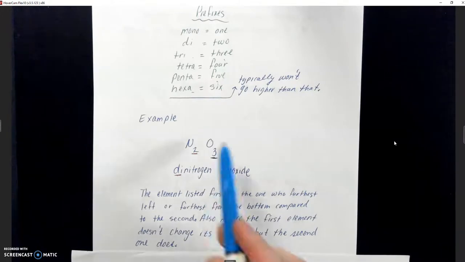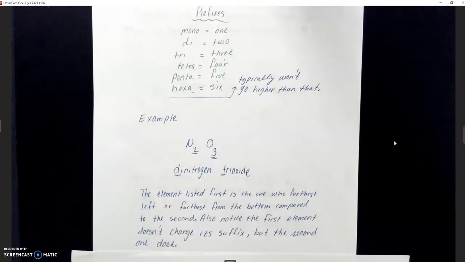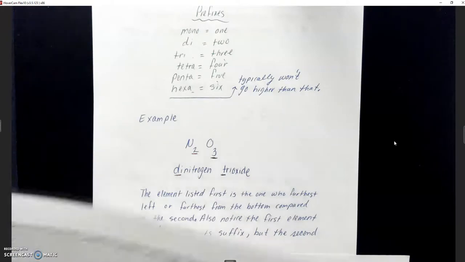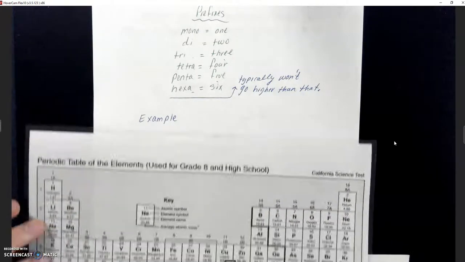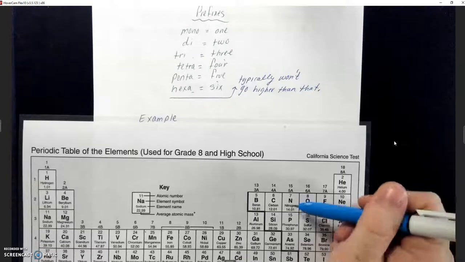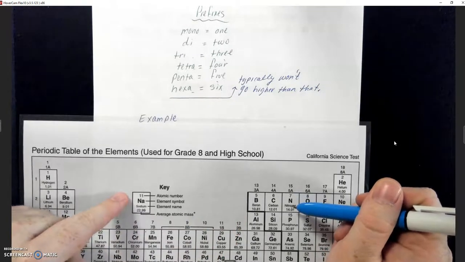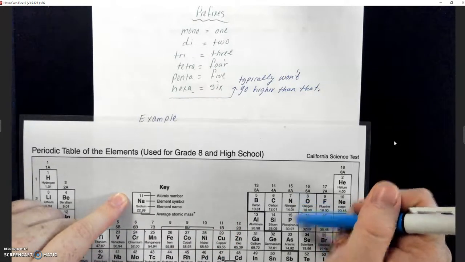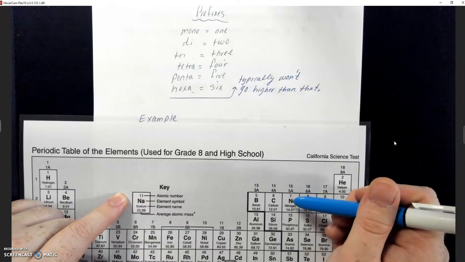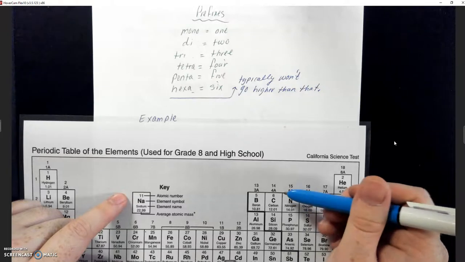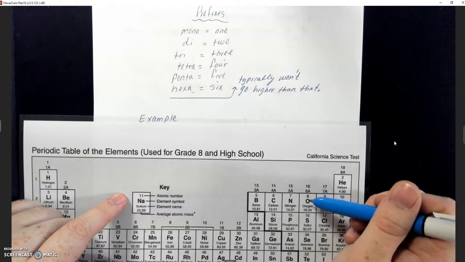Here's something to be cognizant of. The element listed first, in this case right here, is the one who is furthest to the left or furthest from the bottom compared to the second. So in the case of nitrogen and oxygen, nitrogen is furthest to the left side, and it's furthest from the bottom, so it gets listed first. It gets priority over oxygen.